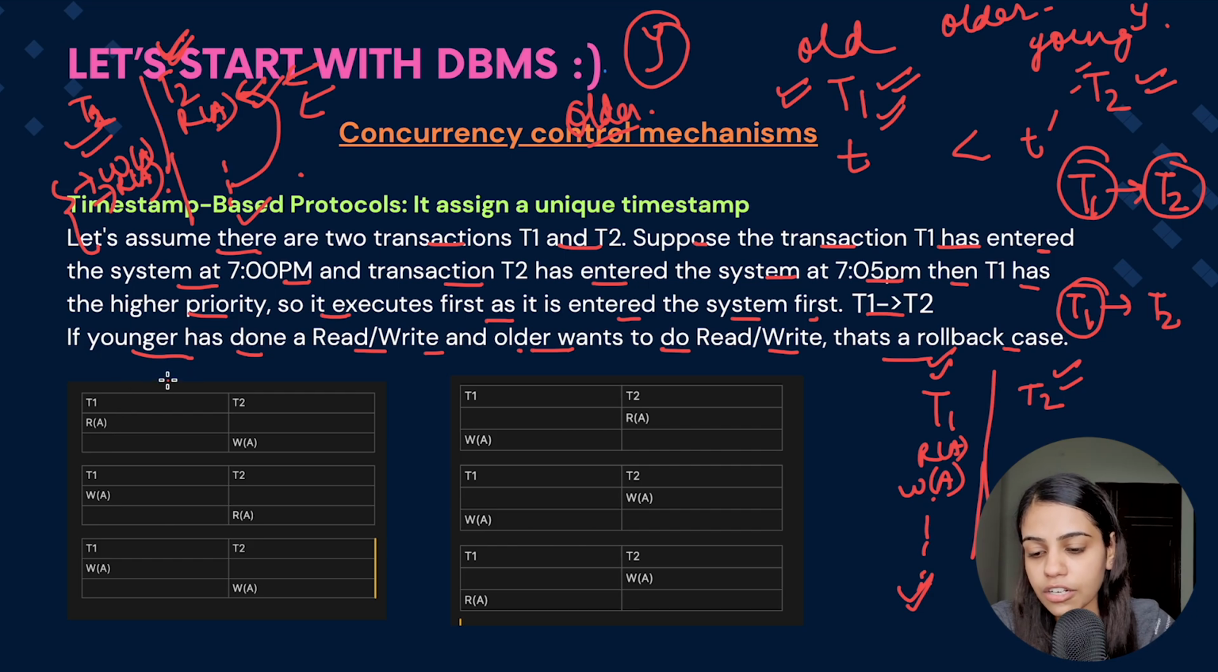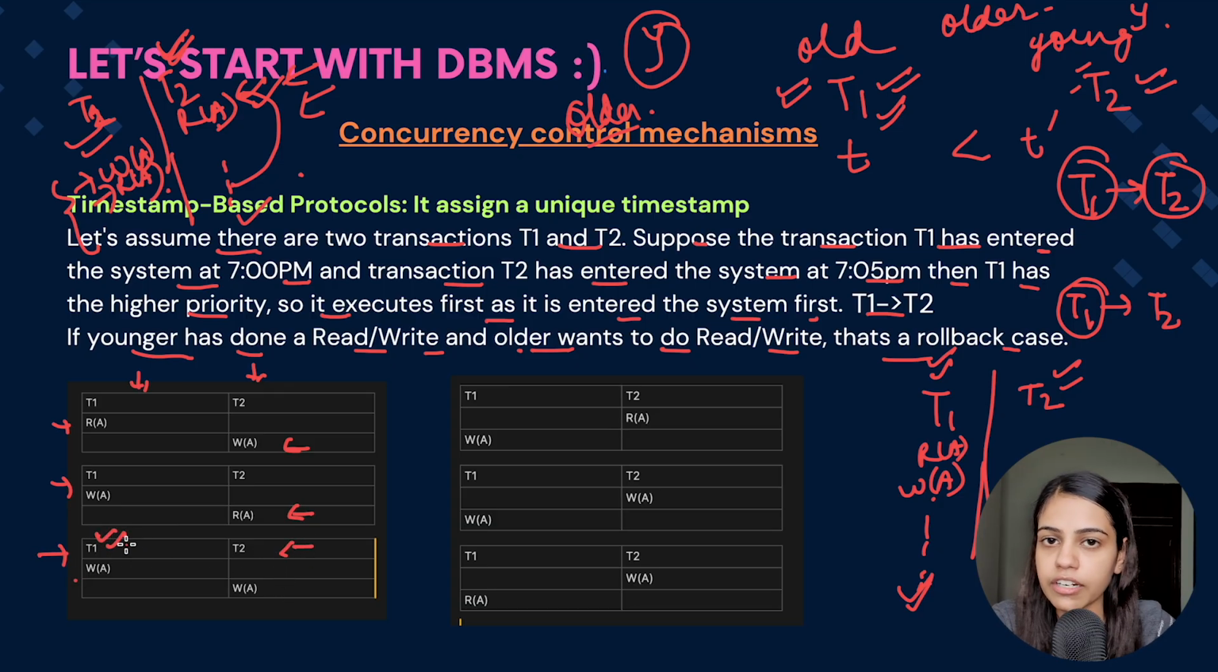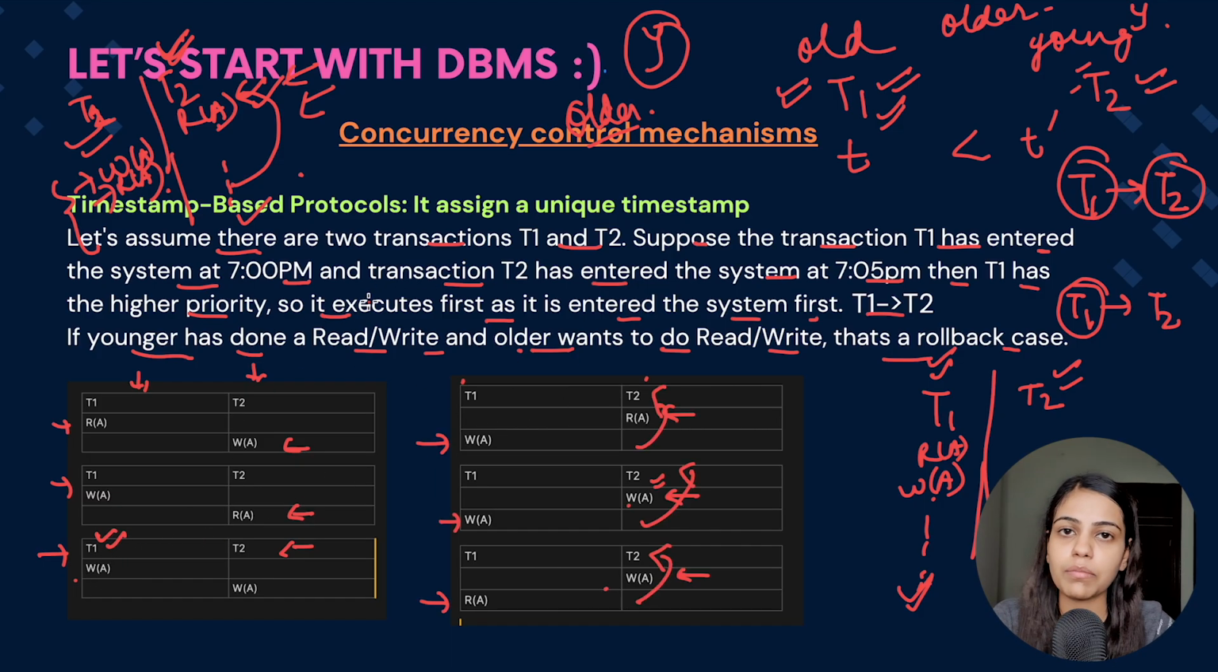Here you can see that there are two transactions, T1 and T2. T1 is old, T2 is younger. T1 is performing an operation, T2 is performing an operation, no issues. T1 is performing a write operation, T2 is performing a read operation, no issues. T1 is performing a write operation, T2 is performing a write operation, no issues. Because we expect that T1 would be completed first, as it entered the system first and, on the basis of priority, T1 should be completed. So this is how the timestamp based protocol works.